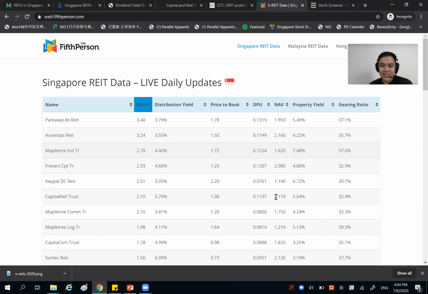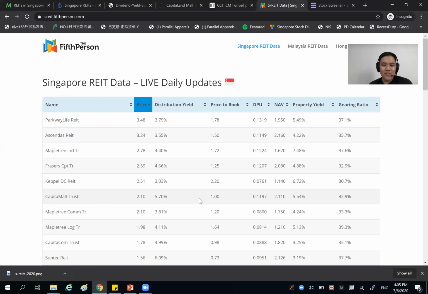NAV stands for net asset value. I will not go too in depth into it for today, but if you're interested, do look it up. Okay, and gearing ratio, as I have mentioned before, is how much debt the company is currently funding. So anything below 40 is a healthy ratio. So as you can see, CapitaLand Mall Trust has actually met quite a few of our criteria, most of it in fact.